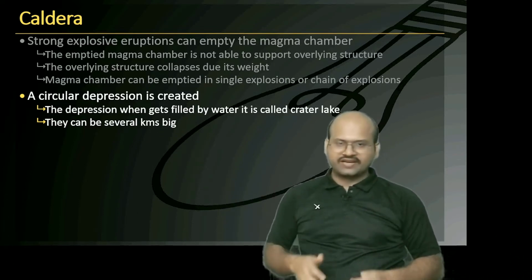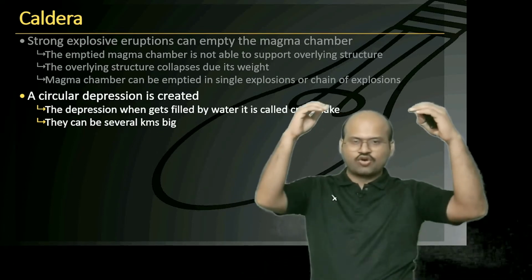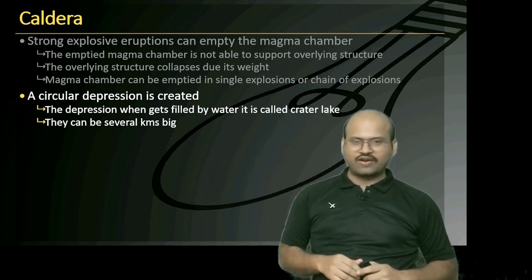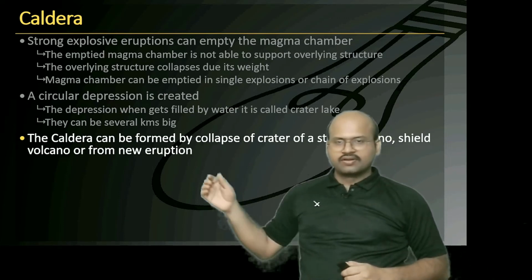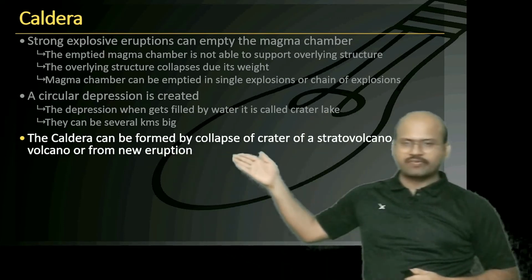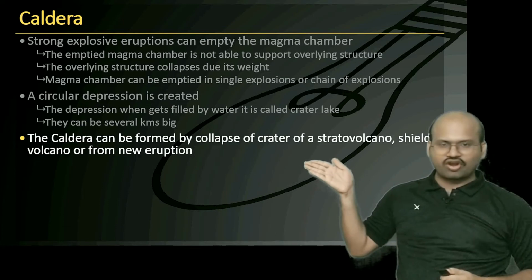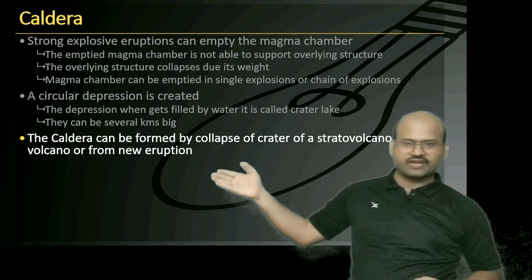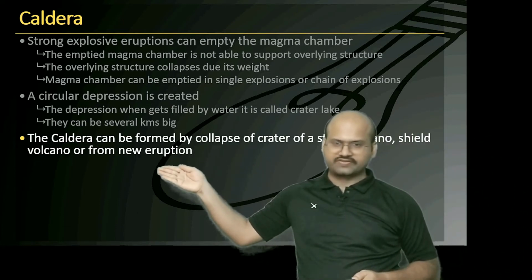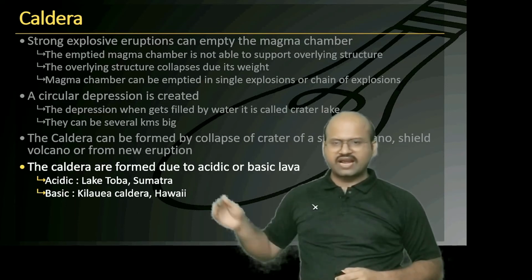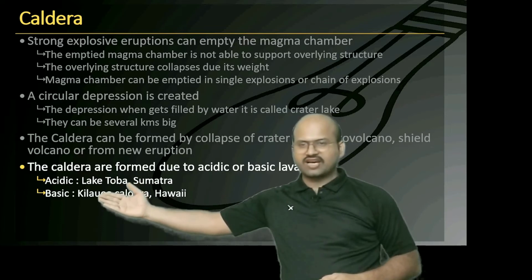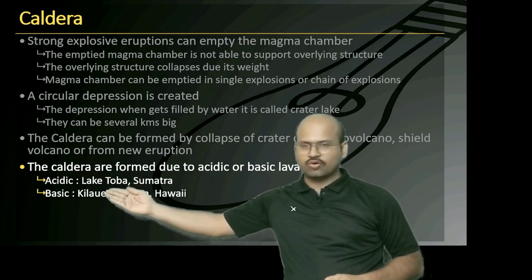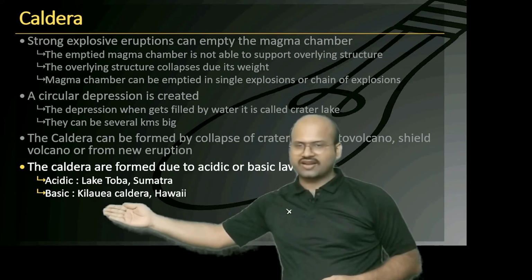You have seen that a circular crater is formed when the whole mountain collapses, and when water is filled, we call it a crater lake. The caldera can be formed by collapse of the crater of a stratovolcano or shield volcano, or it can even be formed from new eruptions as well. The caldera can be acidic or basic type. The example of an acidic caldera is Lake Toba in Sumatra, and the example of a basic caldera is Kilauea caldera in Hawaii.